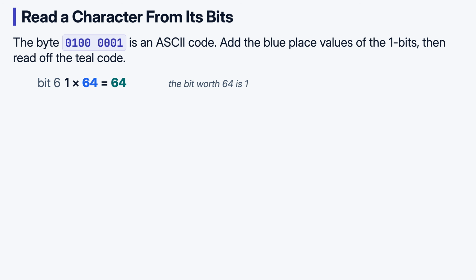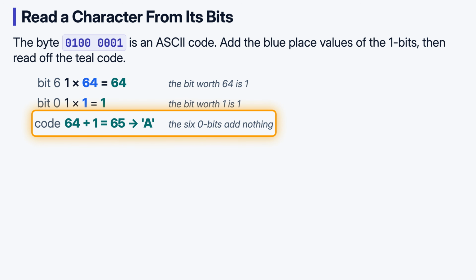Let us read the byte 01000001 as an ASCII code. The method is the same weighted sum you already know. The bit worth 64 is a 1, so it contributes 64, shown in blue for its place value and teal for the running total. The bit worth 1 is also a 1, contributing 1. The other 6 bits are 0 and add nothing. 64 plus 1 is 65, the committed code in teal. Look up 65 in the table, and it is the letter A. That is how a byte becomes a character.